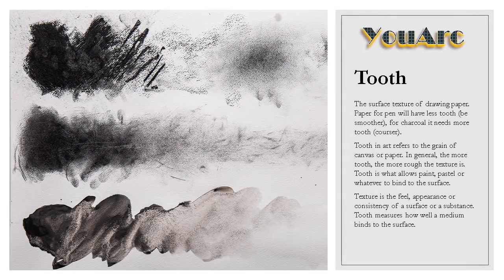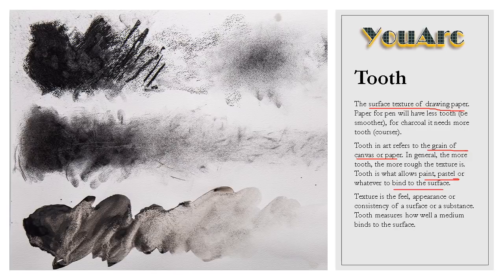I would like to introduce another topic for you called tooth. Tooth means the surface texture of the drawing paper. For pen on paper we have less tooth because we have a very smooth texture. For charcoal we have more tooth, which means a coarser texture, because of the combination of paper and charcoal. So tooth in art refers to the grain of canvas or paper. In general, more tooth means rougher texture, and the tooth allows the paint or pastel to bind to the surface. Now we may get confused between texture and tooth, right?